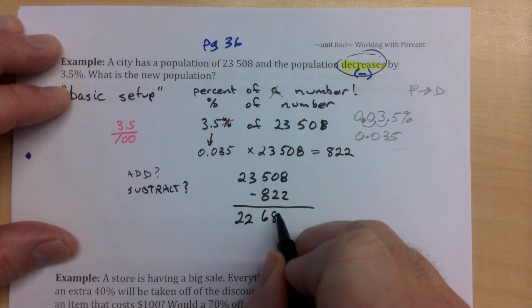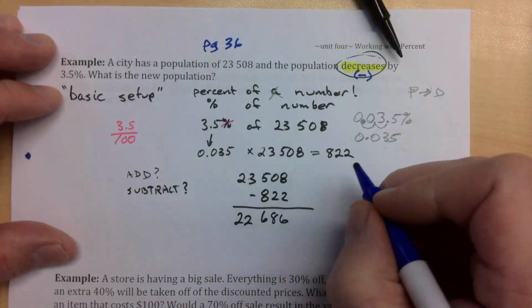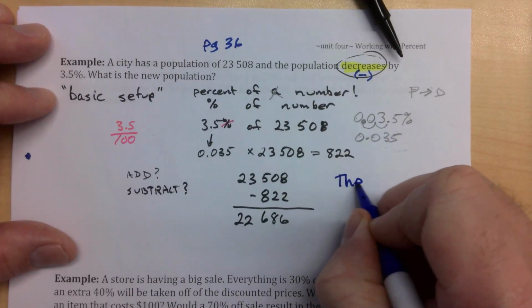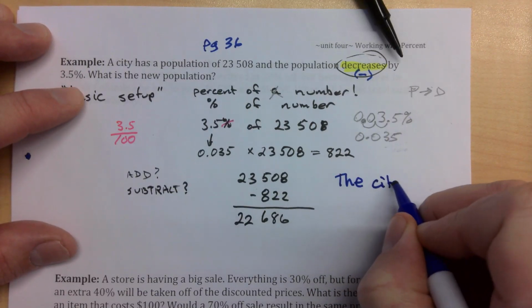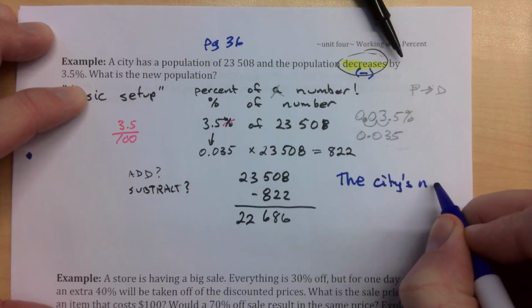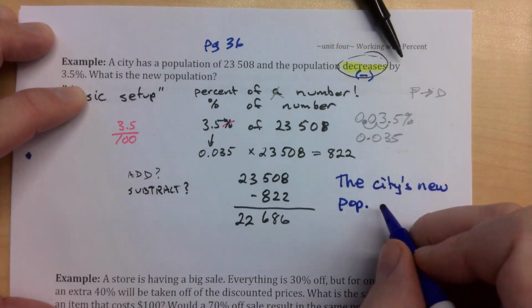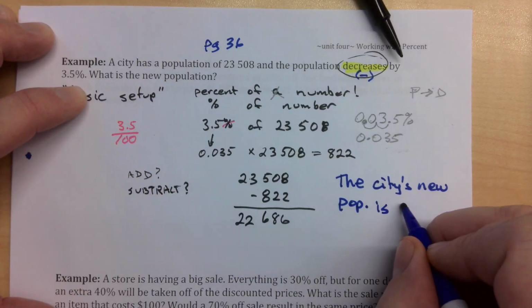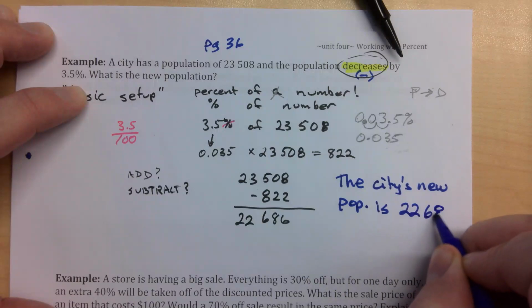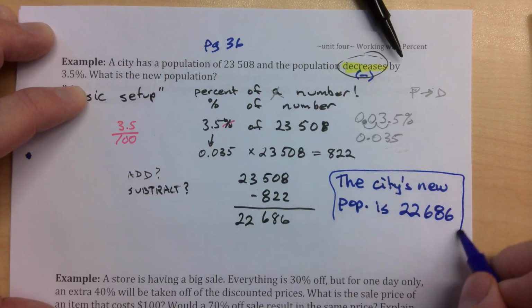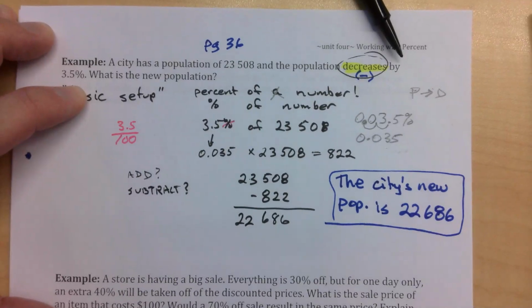22,686. Okay, don't forget your sentence. The city's new population, I'm just going to abbreviate that, is 22,686. Okay?